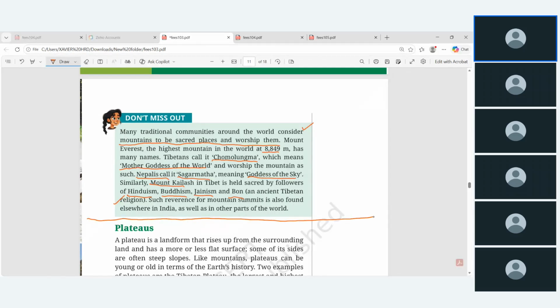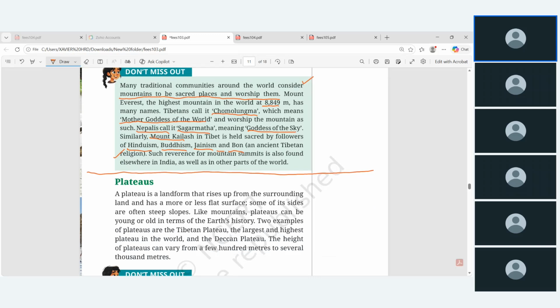Now we are entering into the plateaus. Okay, plateaus in Tamil la Beedabhumi nu solluvaanga. Okay, what's the difference between the mountains and hills we have seen already, and the plateau? The highest elevation with a steep slope is called a mountain, and somewhat lower elevation and less steep slopes is called hills. And somewhat smaller compared to mountains and hills, less elevated and less steep, that is called a plateau.